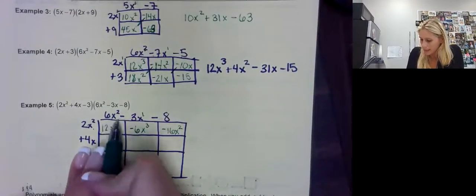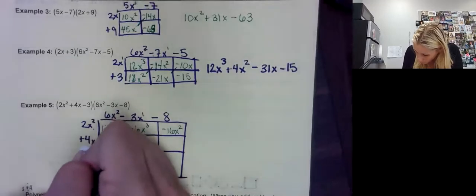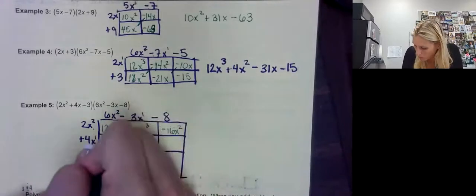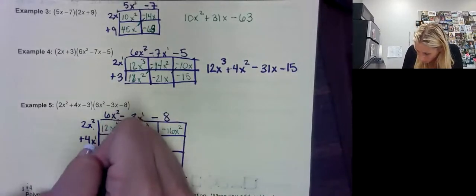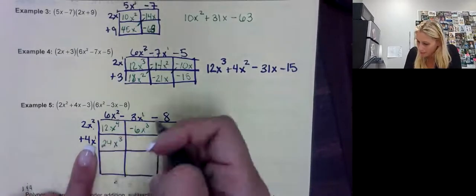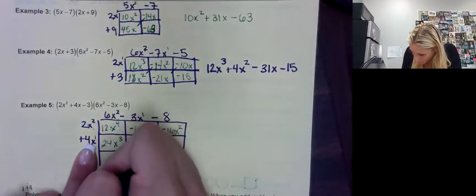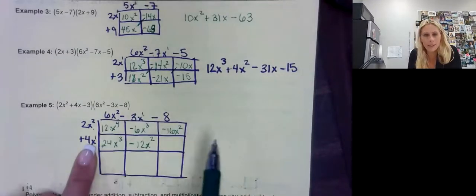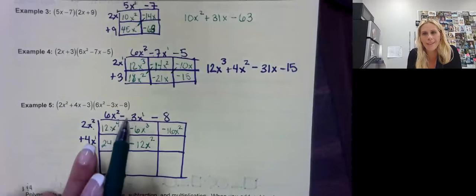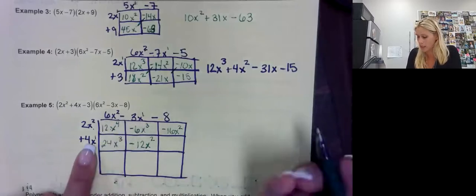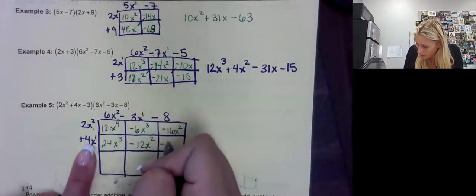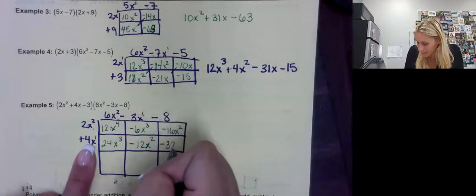4x times 6x squared. Well, 6 times 4 is 24. And then this is x to the first times x squared. Well, 1 plus 2 is 3. 4x times negative 3x is negative 12x. Add those exponents, we get x squared. Now look how I organized this. See how I went over? I almost forgot that negative. So be careful on how you're writing things. 4x to the first times negative 8 is negative 32x.